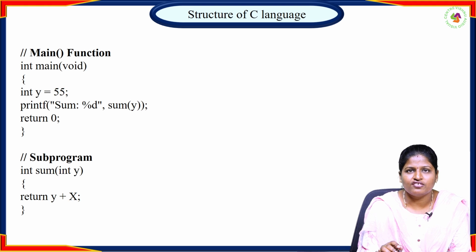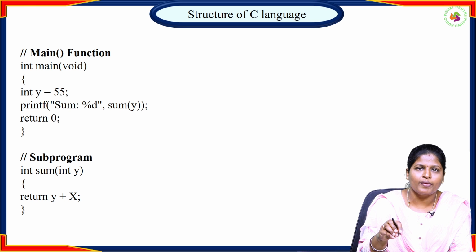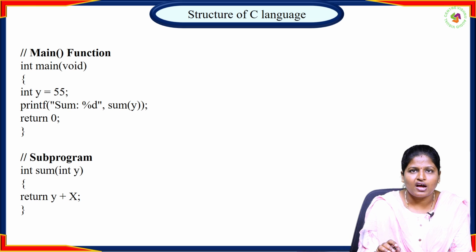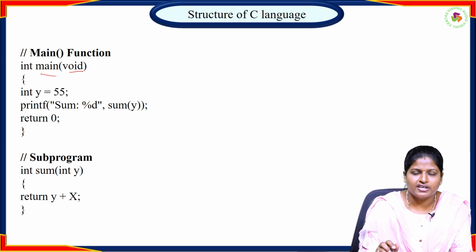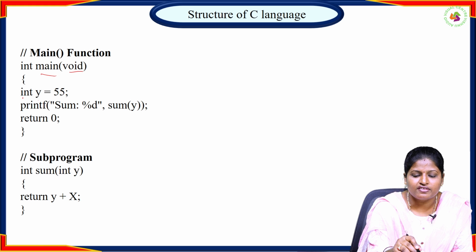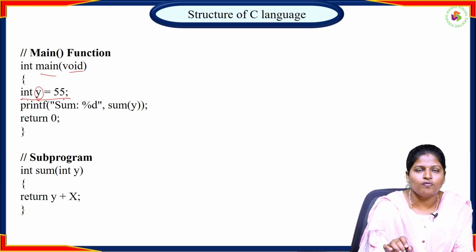Next comes your main section. As I told, the main section is the main part for executing a C program. Whatever data is written inside this main only will get executed. It starts with the function called main, int main, and this void is nothing but a return type. Now we have declared the value of y as 55. This is called initialization. It indicates that I am using a variable y with the integer data type, with the value 55. Now the value of y is 55.